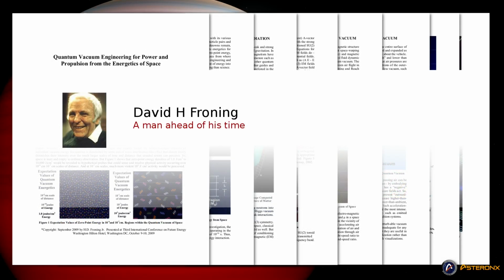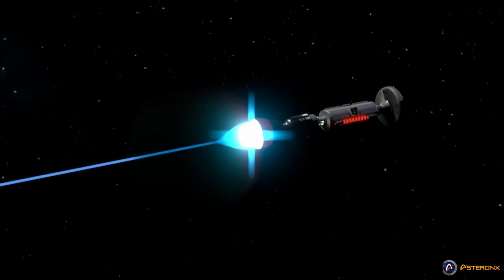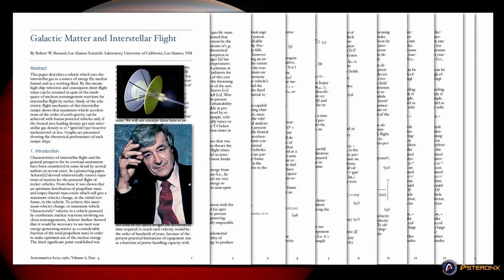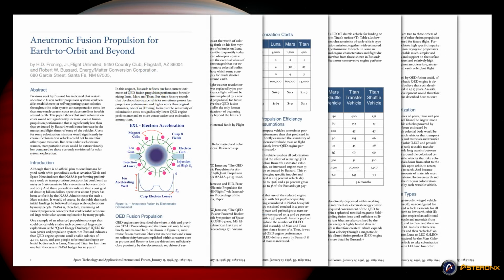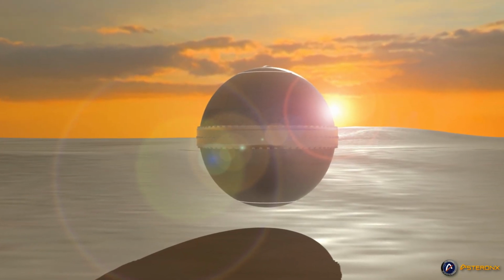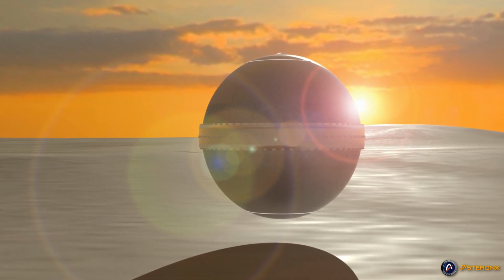Who is Froning? Most are aware of the Bussard ramjet. There was a time when Froning and Bussard were colleagues. Together, they had proposed an advanced nuclear propulsion drive. Are you referring to anatronic fusion? Yes. It was designed to go from Earth to orbit and beyond. However, the drive that has the greatest potential is the Alcubierre-Froning warp drive. This is the drive that makes use of conditioned photons.